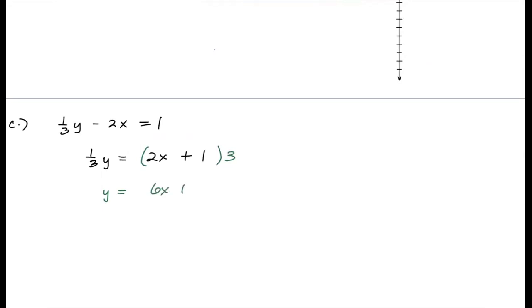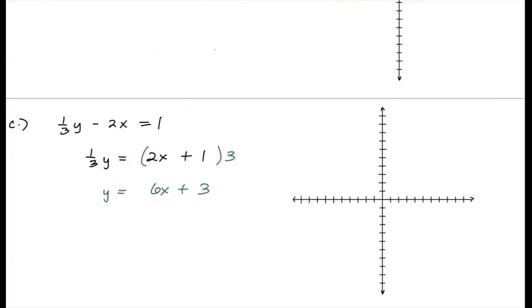Okay, for part C, we're going to do 1/3 y minus 2x is equal to 1. Okay, so get y by itself. So moving the 2x to the other side, you get 1/3 y is equal to 2x plus 1. Multiplying everything by 3 to get rid of the 1/3, you get y is equal to 6x plus 3.